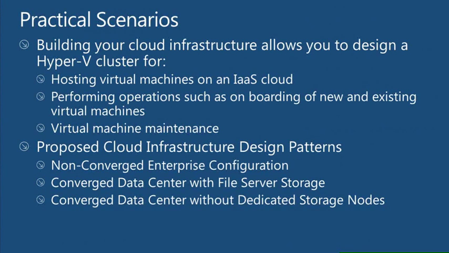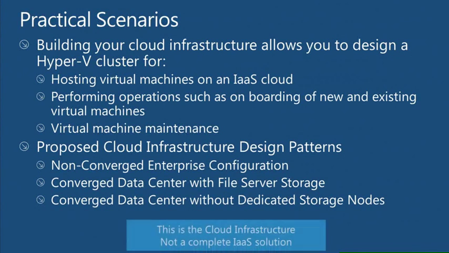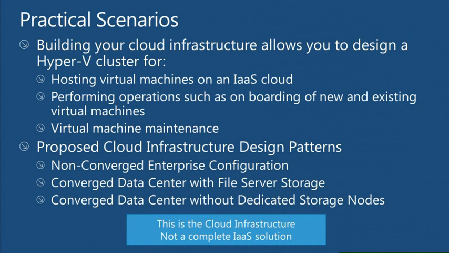Then I'll talk about the three design patterns, which are non-converged enterprise, converged data center with file server storage, and converged data center without dedicated storage node. And I'll describe now what I mean by converged, and, after I make it clear that this is a cloud infrastructure and not a complete IaaS solution.